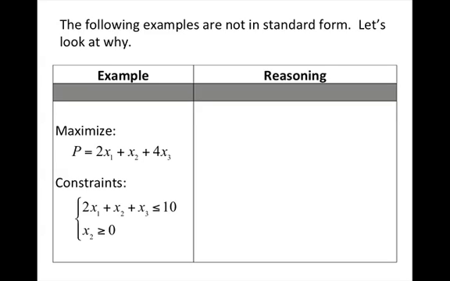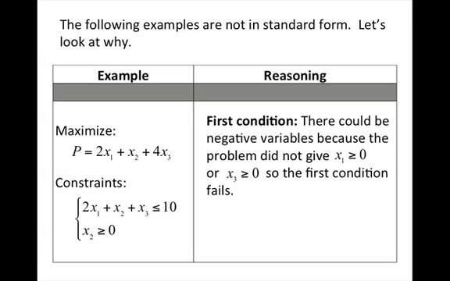And then I'm also told x sub 2 is greater than or equal to 0. Well, our first condition is that all the variables must be non-negative. If you look, I have an x sub 1, an x sub 2, and an x sub 3. But I'm only told that x sub 2 is greater than or equal to 0. I'm not guaranteed that x sub 1 and x sub 3 are greater than or equal to 0. Since those two constraints are missing, my first condition fails. There could be a negative variable because the problem did not tell me x sub 1 and x sub 3 are greater than or equal to 0. So our conclusion here is this is not in standard form.